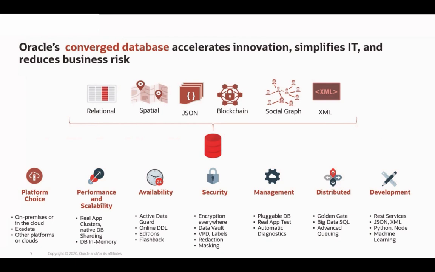Now that the data coming from various data types is unified, we give you the best of security in real time, and as well proactively and reactively, right? So technologies like VPD, data masking, encryption, Data Vault, Audit Vault, and firewall protect the data in the Converged database.